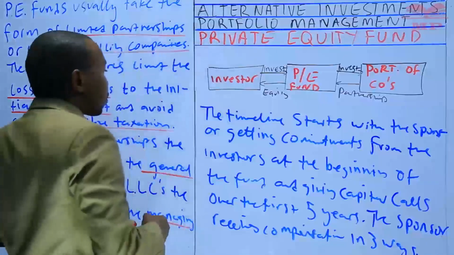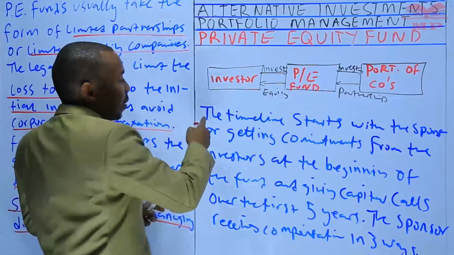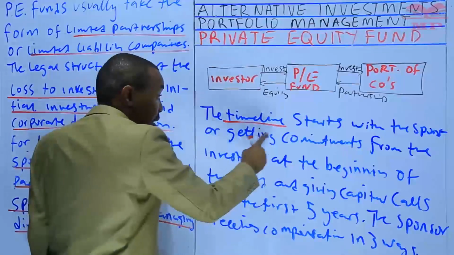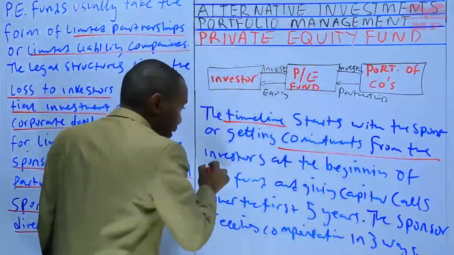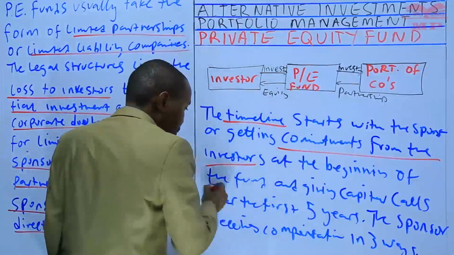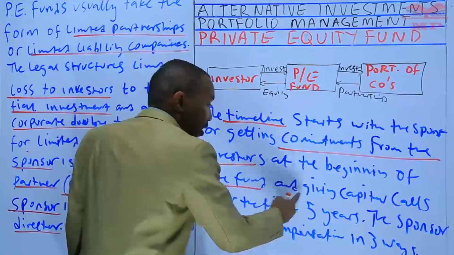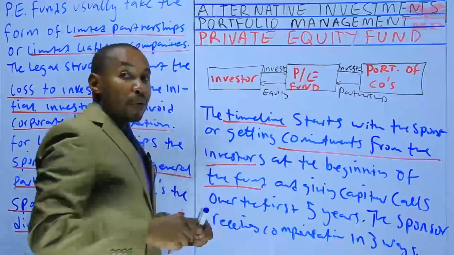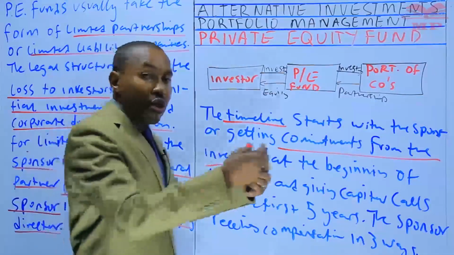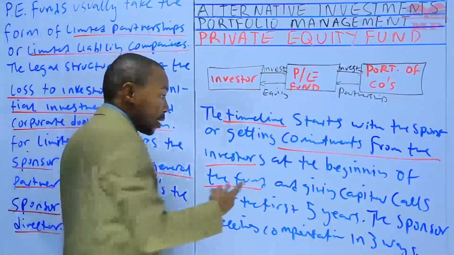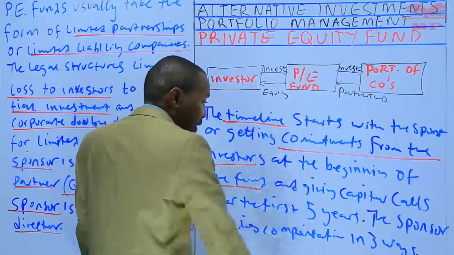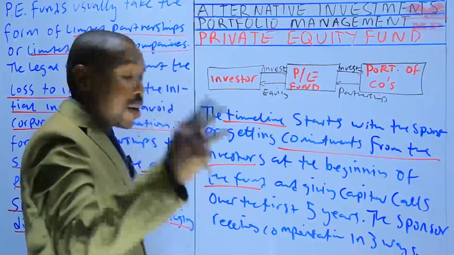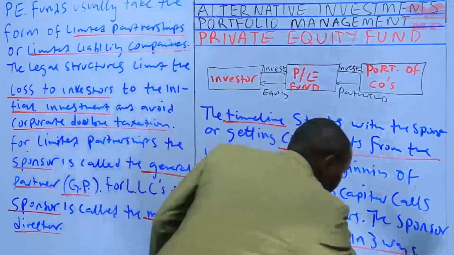So let's recap what we've just said. The timeline, this keyword there, starts with the sponsor getting commitments from the investors at the beginning of the fund term, and giving capital calls over the first 5 years. So we're saying capital calls relates to if an investor decides to recall back the money, that's what we're terming as capital calls. Then we say that the sponsor receives compensation in 3 ways.